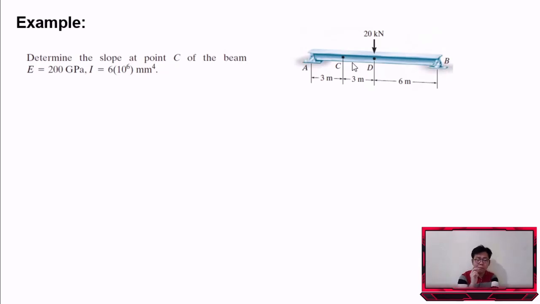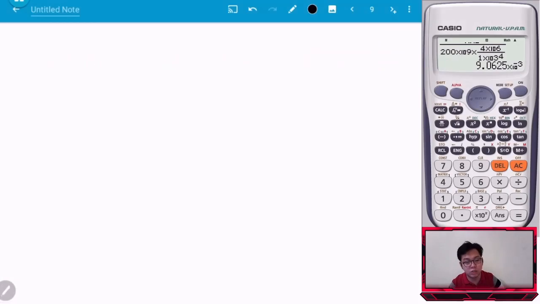Now, ipapakita ko sa inyo guys, meron tayong two methods to check on how to solve for the slope at C, and then papakita ko sa inyo na same pa din yung sagot. Now, depende lang sa inyo kung ano yung gagamitin niyo. Okay, so anyway, lipat ko muna to dito. So, bali, ganito yun, no?